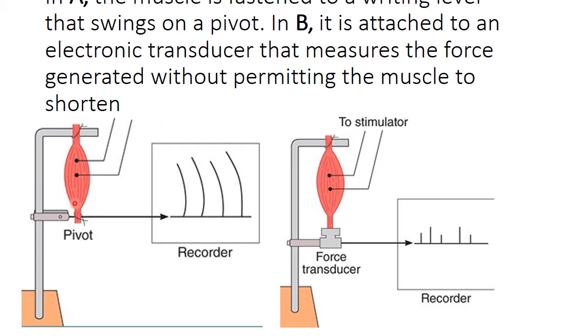As we know already, this is the isotonic contraction and this is isometric contraction. Both ends are fixed and the force transducer is attached to one end.